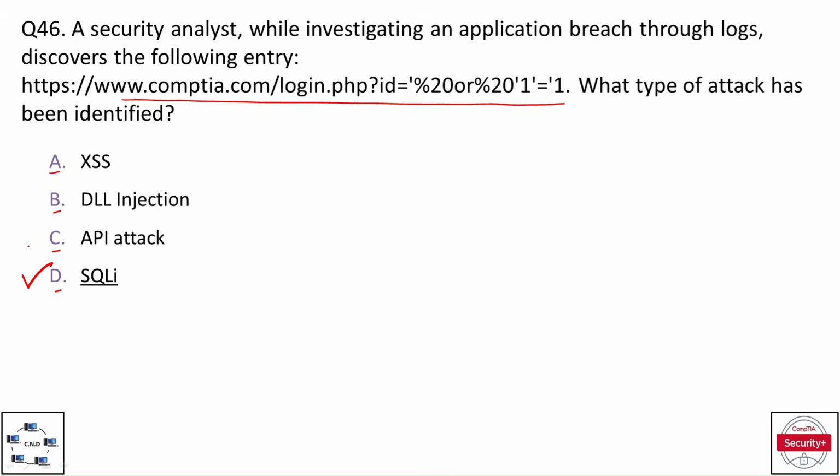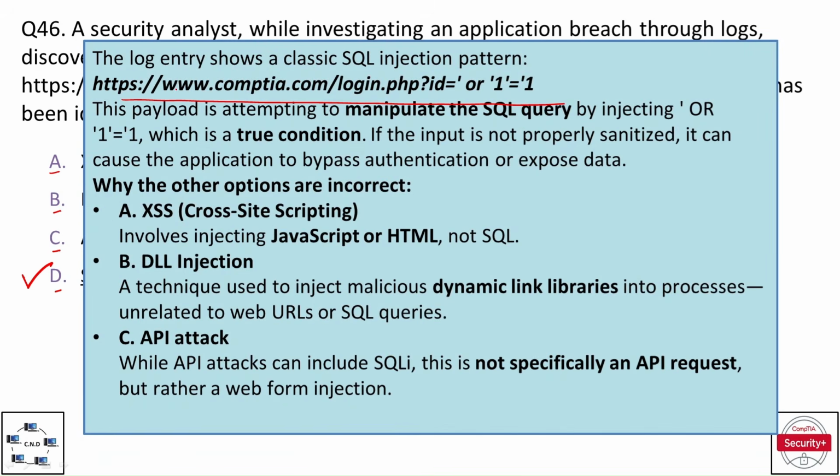option D, SQL injection. The log entry shows a classic SQL injection pattern. This payload is attempting to manipulate the SQL query by injecting 1 equals 1, which is a true condition. If the input is not properly sanitized, it can cause the application to bypass authentication or expose data.